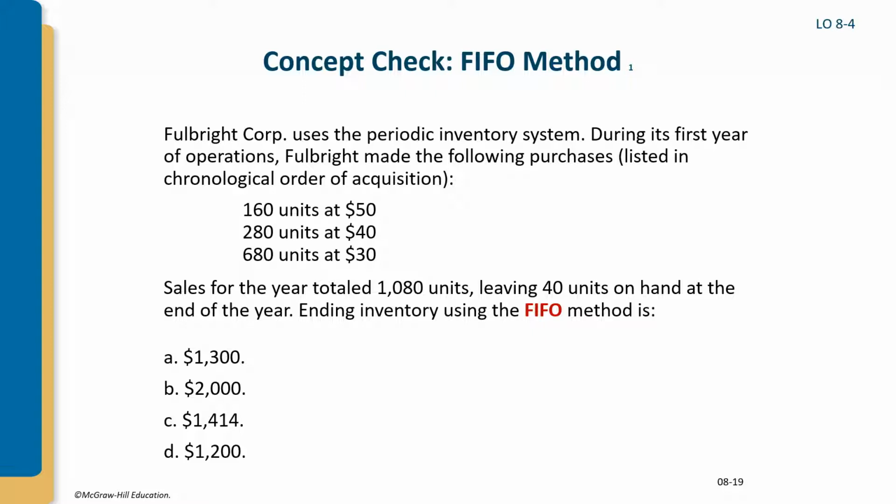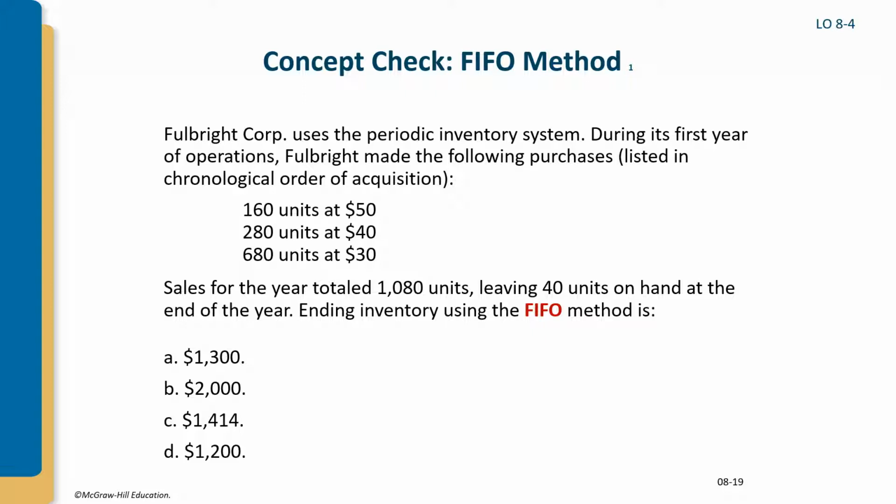So let's do a concept check right now. Fulbright Corporation uses the periodic. Remember, the periodic, you're making one big journal entry to remove all your inventory at the end of the year that was sold. During its first year of operations, here's some information about their purchases. They tell us their sales of how many units they sold. We want to know what is the ending inventory cost if we used FIFO.